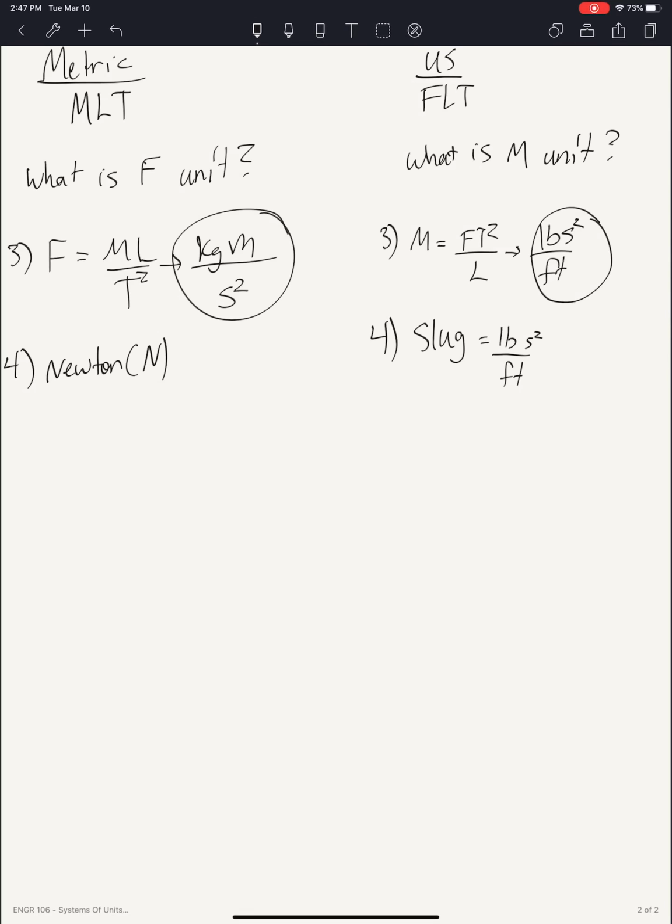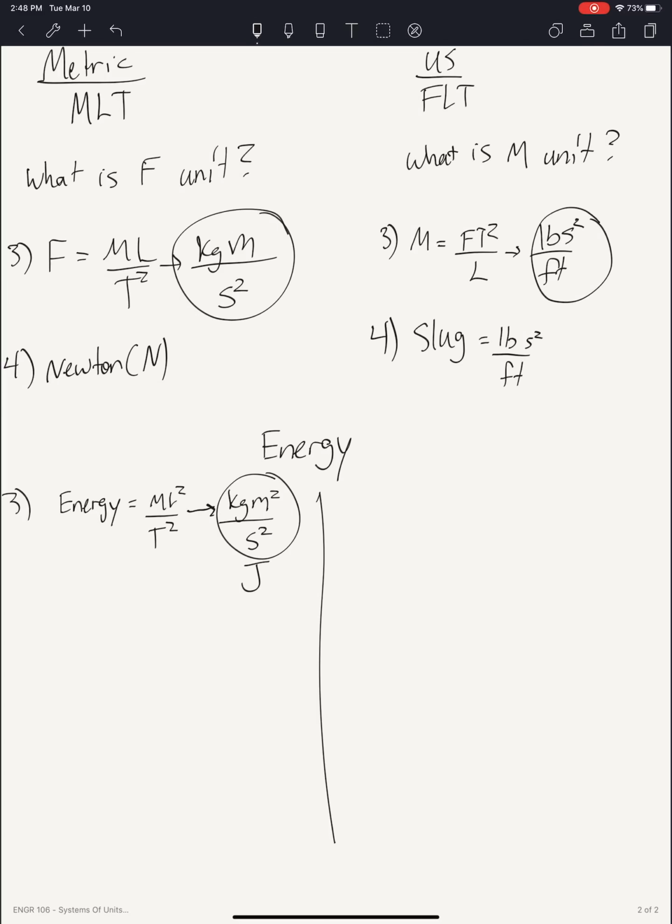Okay, so that's a good thing. Let's talk about the next one. Let's go for energy in both systems. Okay, so in energy, in MLT, we have that energy is dimensionally ML squared per T squared, which is going to give us kilogram meter squared per second squared. This is called a joule.